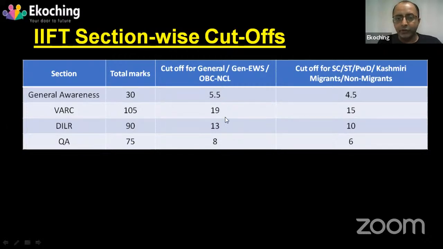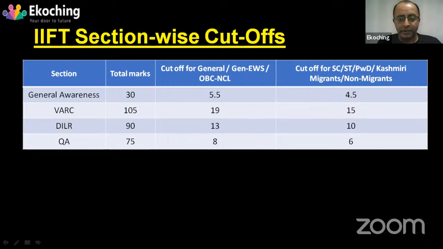For verbal ability you require around 6 to 7 questions to be correct. For DILR, again I will say 5 questions you're getting into cutoff. For quant you require 4 to 5 questions, right? If you belong to the general category. If you are from SC/ST category you require 4.5 for GA, for VRC 15, for DILR 10, and for quant you require 6 marks only.